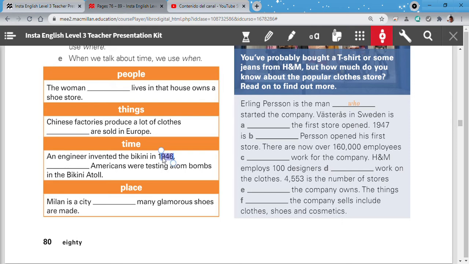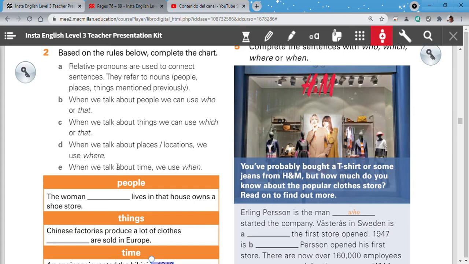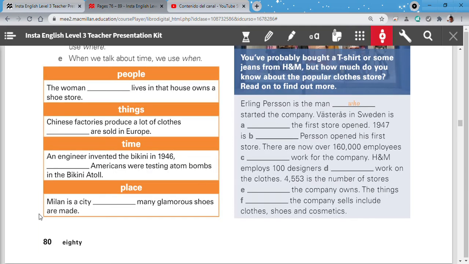C. An engineer invented a bikini in 1946. A date. So, about time: when. Excellent. An engineer invented the bikini in 1946 when Americans were testing, what is that? Atom bombs in the Bikini Atoll. The last one, Milan is the city. Many glamorous shoes are made. Of course, where many glamorous shoes are made.